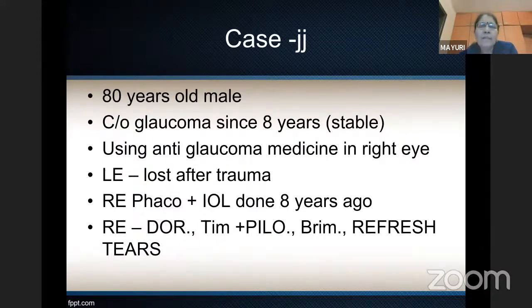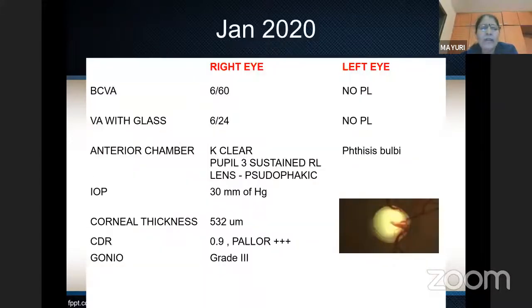An 80-year-old male was on treatment for glaucoma, stable for 8 years, and his left eye was lost after trauma. He was using dorzolamide, timolol, pilocarpine, and brimonidine. And these are the data. Vision improved to 6/24, left eye phthisis bulbi, and you can see the corneal thickness was also good.